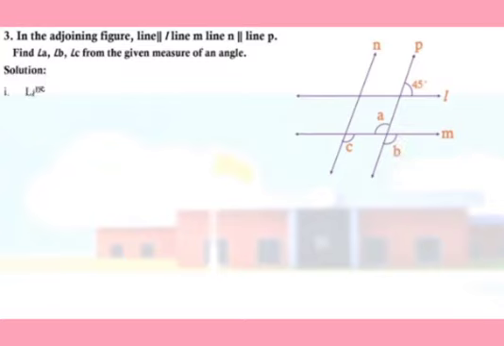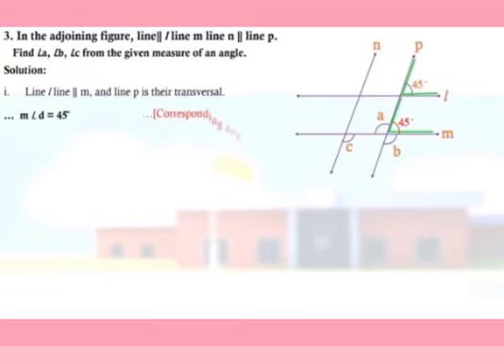Now let's solve. Solution. First we will write here given line L parallel to line M and line P is their transversal. Now here you can see this line L and line M is the parallel line and line P is their transversal line. Now on this line P we can see here two angles are formed. So here angle D is equal to 45 degree. Now you will say that where is angle D? Now I'm going to show you here angle D. So here angle D is equal to 45 degree. See this place of 45 degree. This 45 degree place represent angle D.